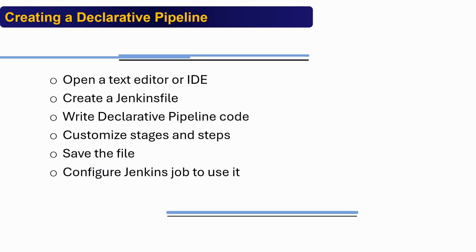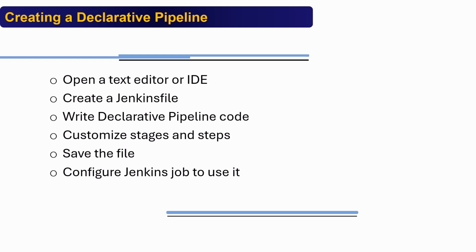Once the file is created, write the declarative pipeline code inside it. Initially, we will start with a very simple pipeline containing just one stage. As we progress through the course, we will gradually add build, testing, packaging, Docker, and deployment stages. After writing the pipeline, customize the stages and commands according to your project's requirements.